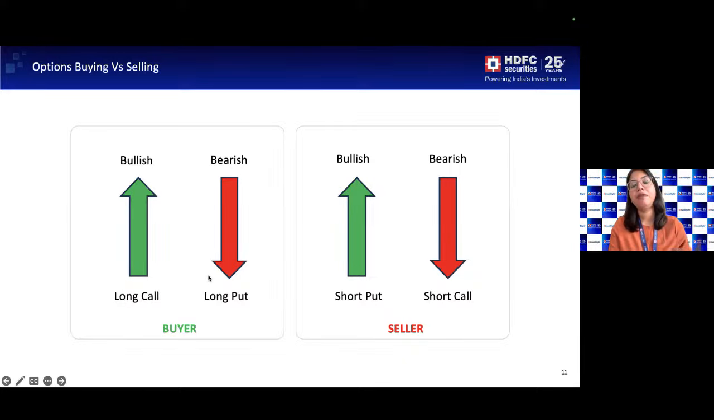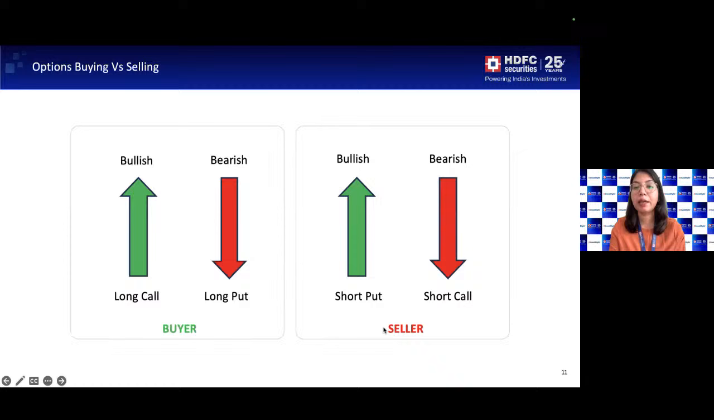Now, let's say I have a negative view, a bearish view on the market. What is the actionable for me? I can long a put or buy a put. Long and buy are similar words. I'm just making you familiar with some of the derivative specific terms. Now, this is simple. Option buying is simple. Now, let's talk about short selling.